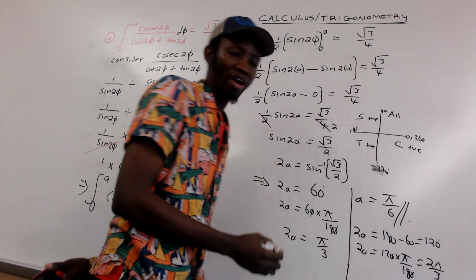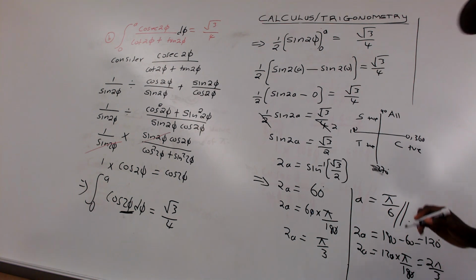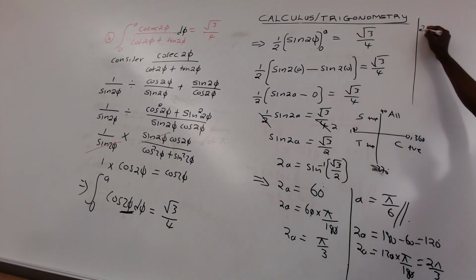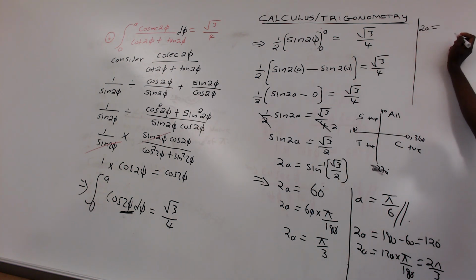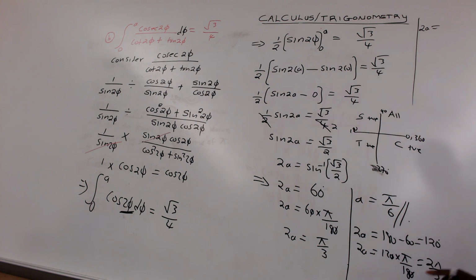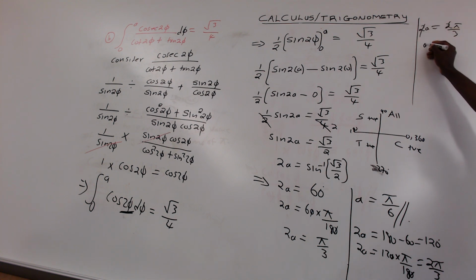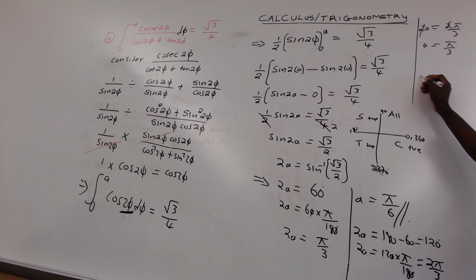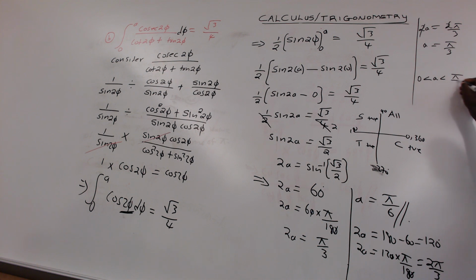So if we divide both sides, let's work it here. So this is going to be 2A equals to what? 2A is going to be 2 pi all over 3. So 2 cancels 2, and A is going to be pi all over 3. But in this case, the question says 0 less than A and A is less than pi all over 4.